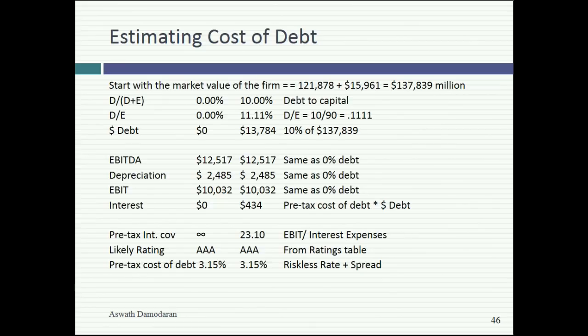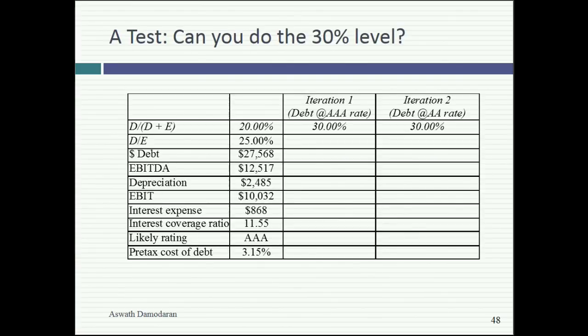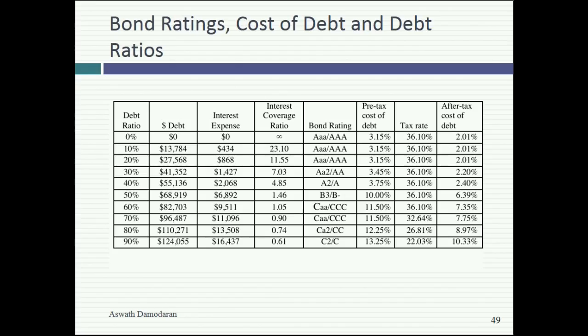And what you end up with then is a rating of AA and a 3.45% interest rate at a 30% debt ratio. If you found that too messy, here's what I suggest you do. After class, try the 40%. I mean, we've already set the table, so do the 40% by hand. See if you end up with a rating of single A, which is what I ended up with. So these are the final iteration ratings at each debt ratio. As my debt ratio goes up from 0 to 90%, my dollar debt always increases proportionately because of the way I've set it up.